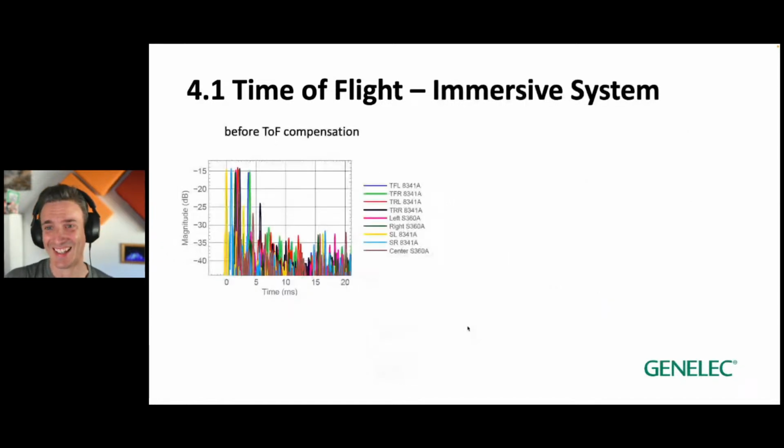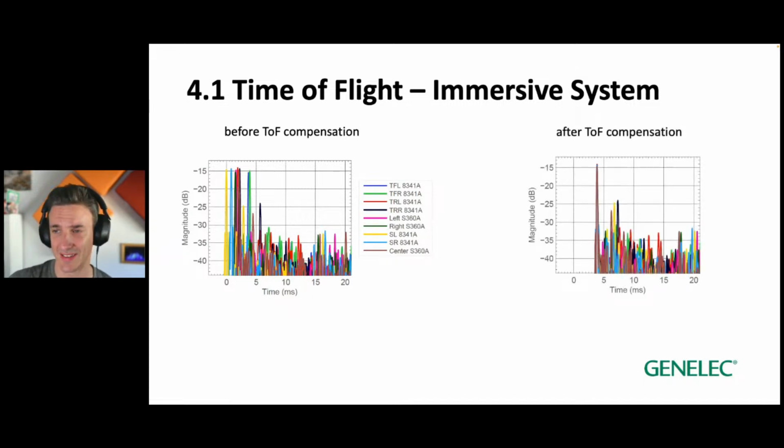With an immersive system, this looks a little more complex, United Colors of Benetton somehow. And you see there are differences. So you can easily spot we have these bigger peaks from different speakers. So you can see each color means one speaker, and they are not aligned at all. So for example, here, surround left is the yellow one, is not aligned with surround right. And after that, it looks like this. So still a lot of colors, but you can now easily see that the first peak of all of them, so the first direct sound, is now aligned.